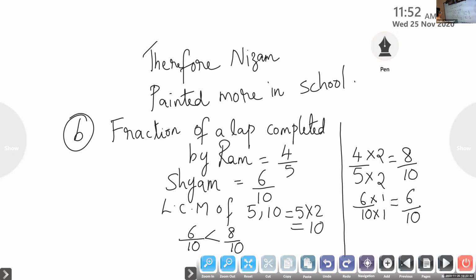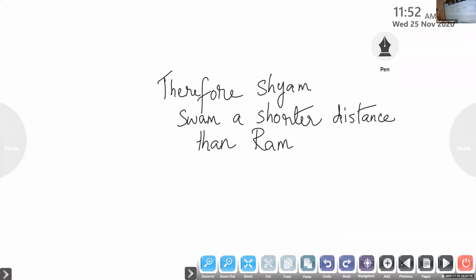So when you multiply by 2, you will get 5 times 2 is 10. So 6 by 10 is less than 8 by 10. So 6 by 10, that is for Shyam. Shyam swam shorter distance than Ram.